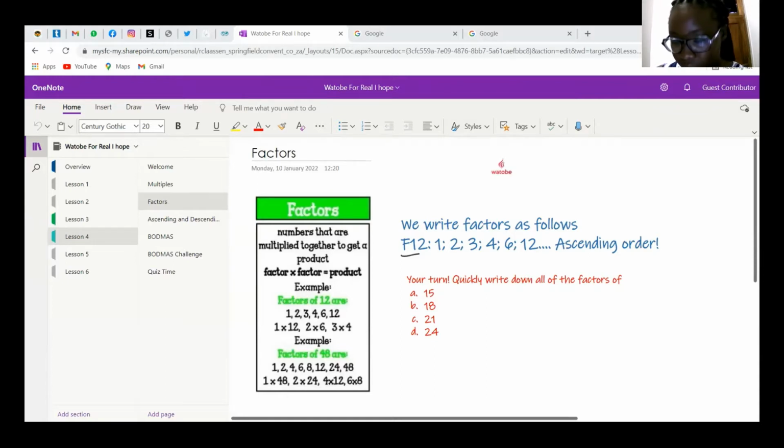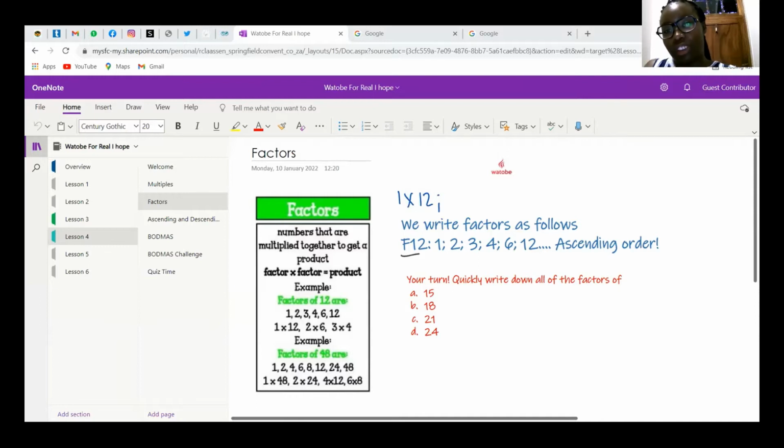Ma'am, 1 will always be a factor, because 1 can get into any number. Exactly. So 1 times whatever number we're factoring will always take us back to that number. So if I write 1 times 12, I'm going to get back to 12. Okay.